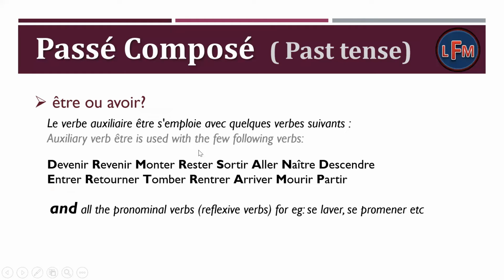Auxiliary verb être is used with the few following verbs. These are the verbs which go only with être, like devenir, revenir, monter, rester, sortir, aller, naître, descendre, entrer, retourner, tomber, rentrer, arriver, mourir, partir. Plus all the pronominal verbs, which are called reflexive verbs, go with être. For example, se laver, se promener, etc.